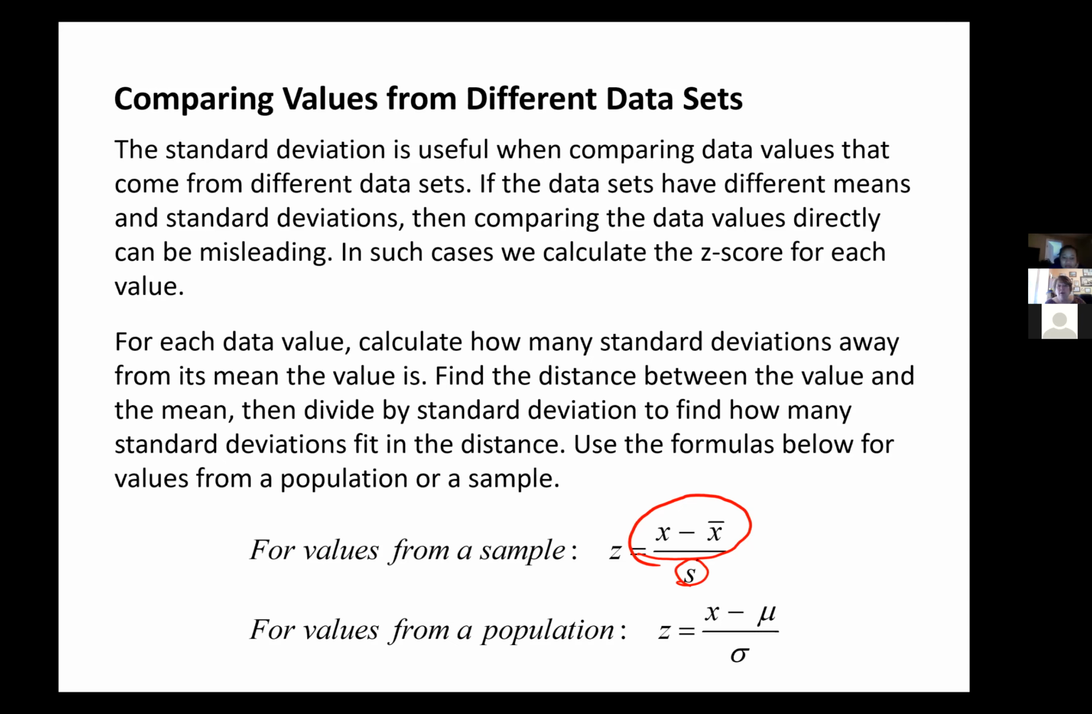For a sample, you use the average of that sample, x bar, and the standard deviation of that sample, s. If it's a population, you use the mean of the population, which we represent using the Greek letter mu, and the standard deviation of the population, which we represent using sigma. So the formula is the same whether you're using a sample or a population. You just use a different statistic if it's a sample or if it's a population. Okay.